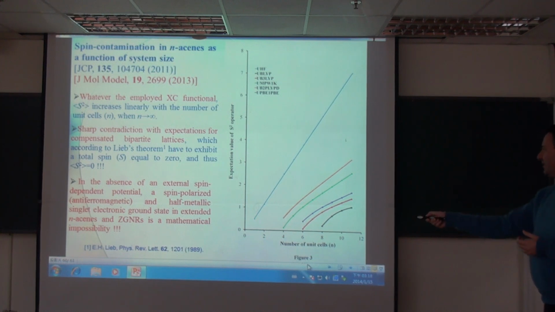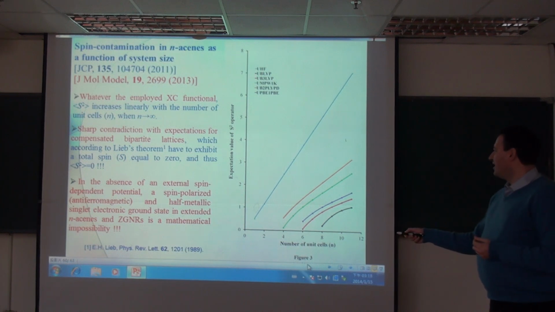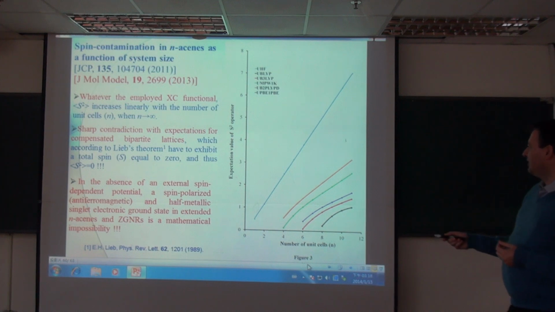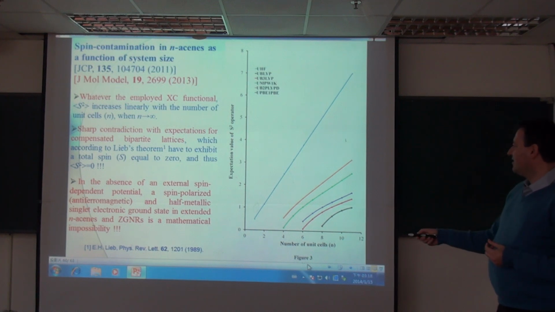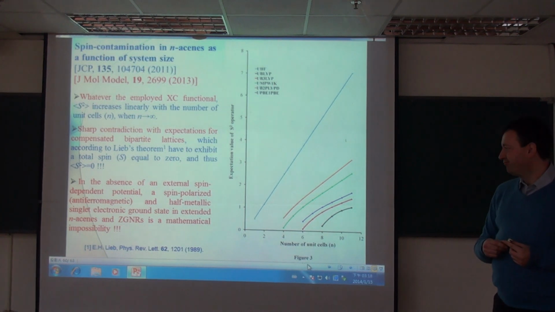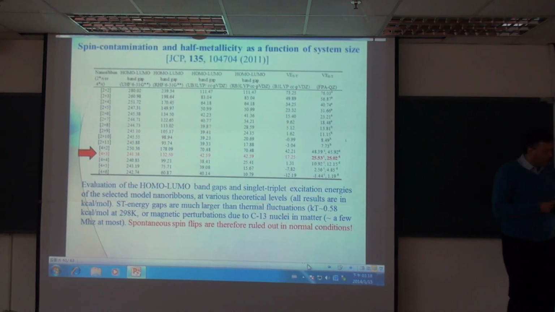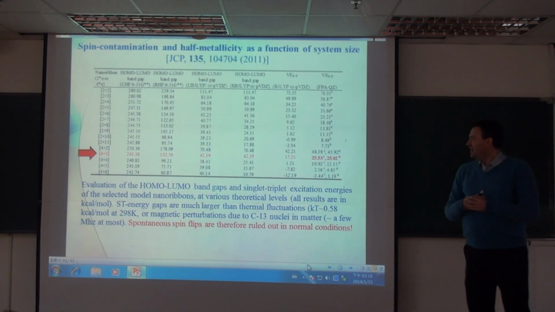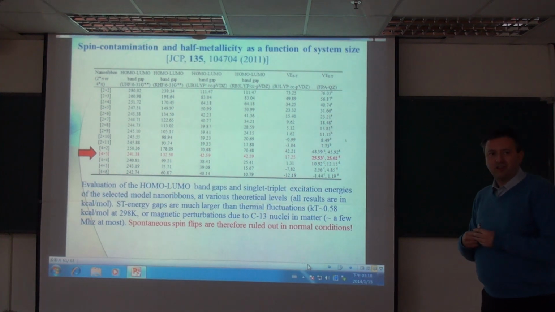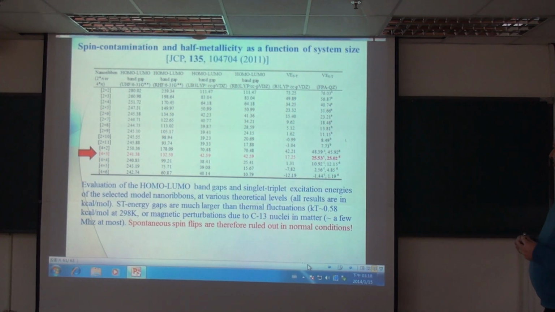This conclusion, in the absence of an external spin-dependent potential, a spin-polarized or antiferromagnetic and half-metallic singlet electronic ground state in extended A-scenes and zigzag graphene nanoribbons is a mathematical impossibility. Thus, could we still have half-metallicity if we consider other factors like external perturbation, for instance, thermal fluctuations, or magnetic perturbations due to the presence of C13 nuclei in matter?